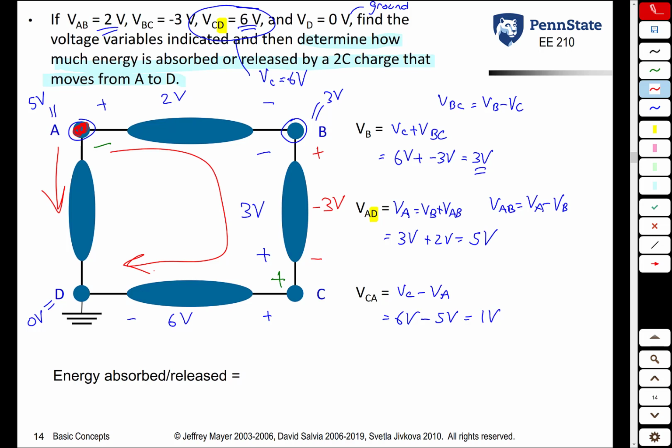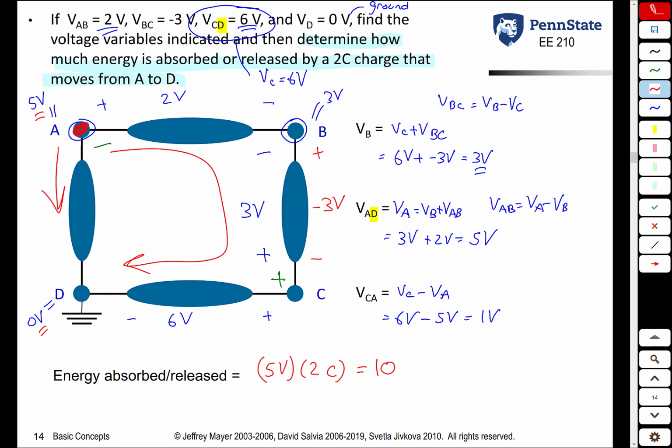Sort of like if you have a rock on top of a hill and you're asking how much energy that rock gains or loses if it goes to the bottom of the hill. It doesn't matter how it gets down to the bottom of the hill, it loses potential energy, which is absorbed by something else. So in this case, the energy absorbed or released is the voltage difference. So it's a 5 volt difference going from A to D. So 5 volts times the charge, which is 2 coulombs.